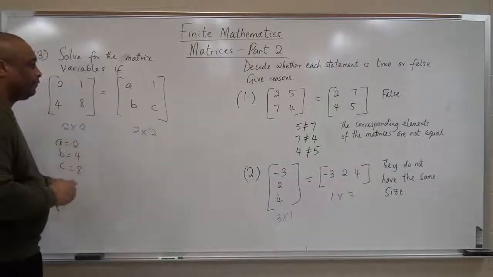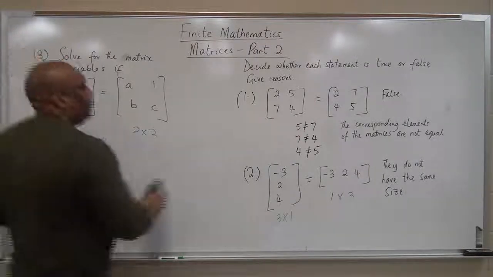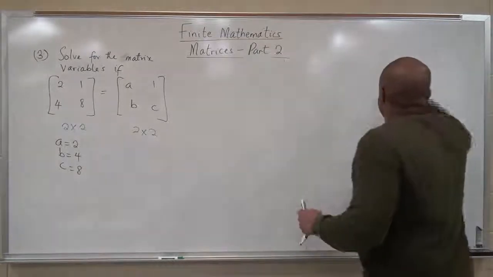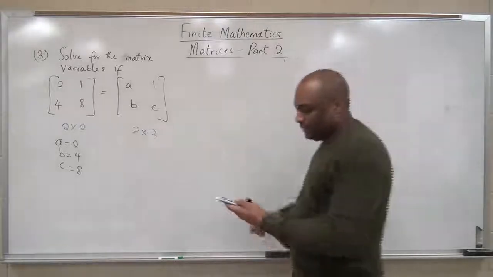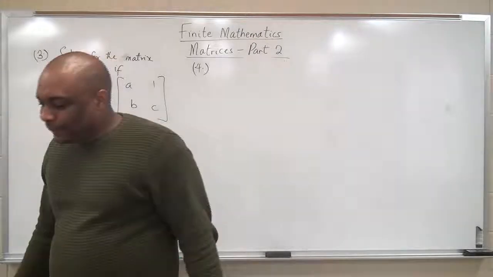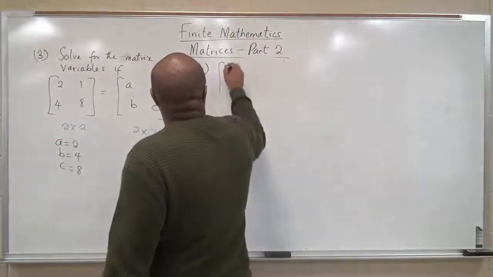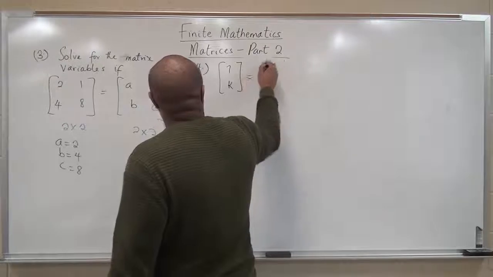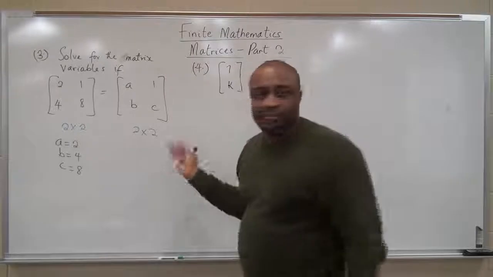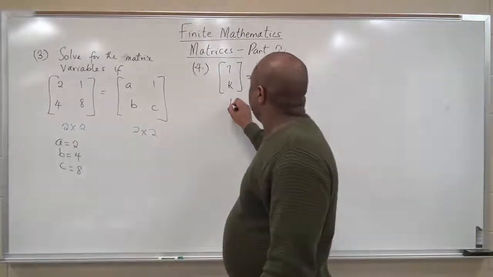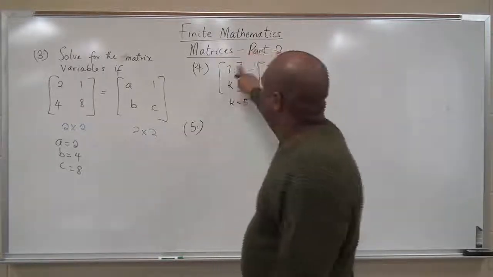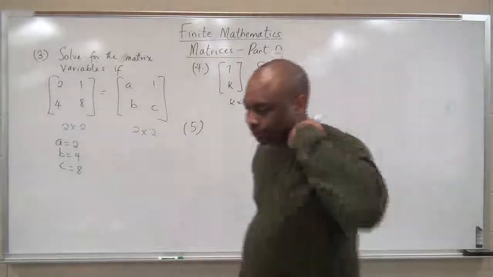Okay. Question 4. This is pretty simple, right? Very simple, right? Question 4, you have 7k equal to 7,5. Of course, you know what it means now. So k will be equal to what? 5. That's it.